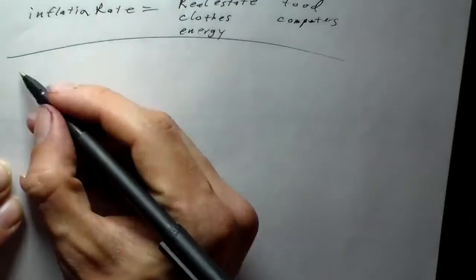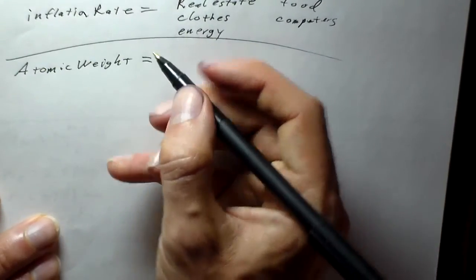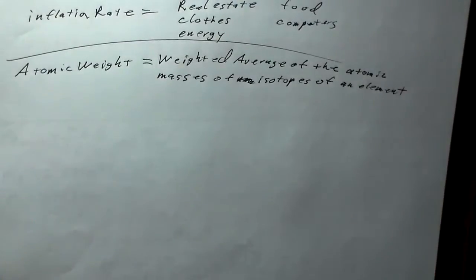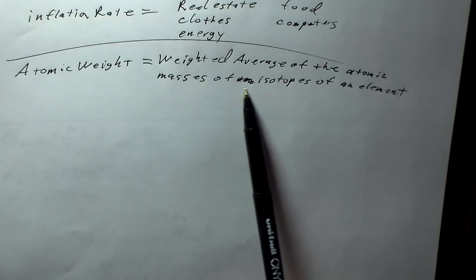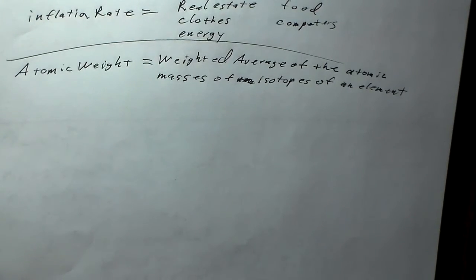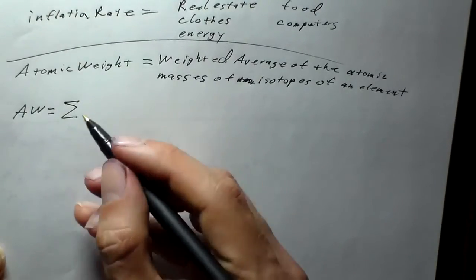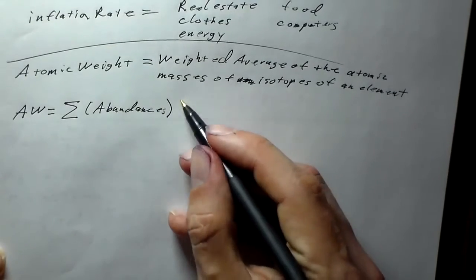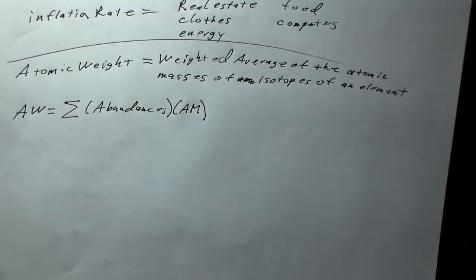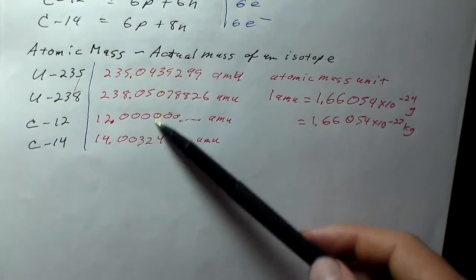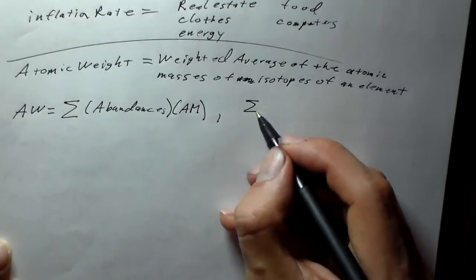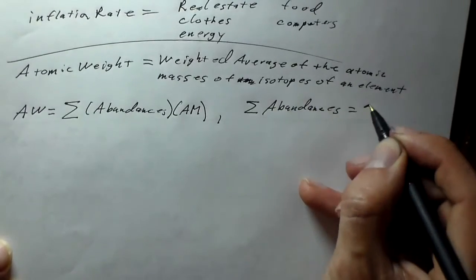So now we know what the weighted average is, we can look at the atomic weights. The atomic weight is the weighted average of the atomic masses of the isotopes of an element. The way we would write this out is that the atomic weight is equal to the sum, depending on how many we're doing here, of the abundances times the atomic masses. And this is atomic mass, not the atomic mass number. In other words, we're going to be using these values right here, not these values. The additional constraint is that the sum of all my abundances is equal to 1.